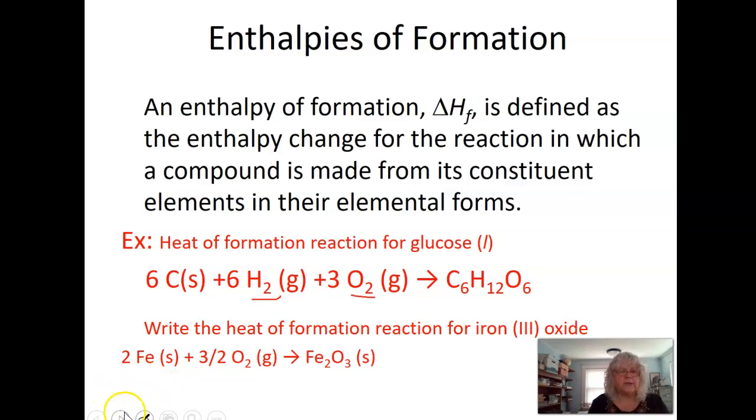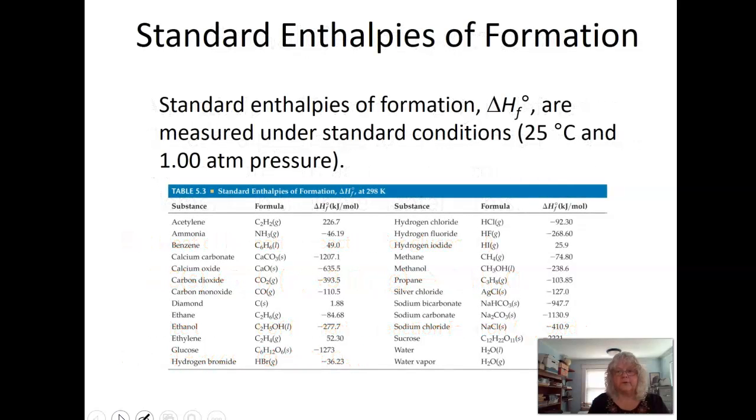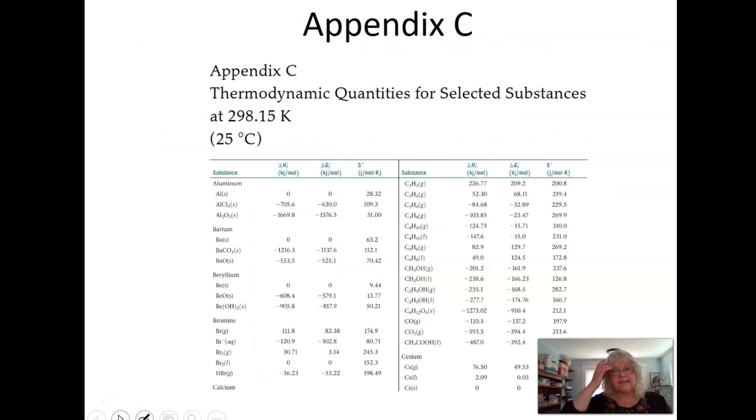The values that go with these reactions are tabulated. So these are what we refer to as standard enthalpies of formation. My enthalpies of formation are measured at standard conditions, 25 degrees Celsius, 1 atmosphere of pressure. And they're typically given in kilojoules per mole. So this is just a little piece. You have a listing in Appendix C. Appendix C in your textbook will have delta Hf values for several different compounds. And then we can use the heats of formation of these compounds to calculate the heat of a reaction.